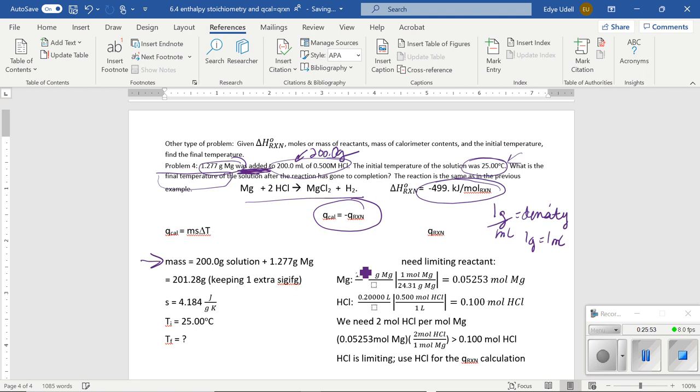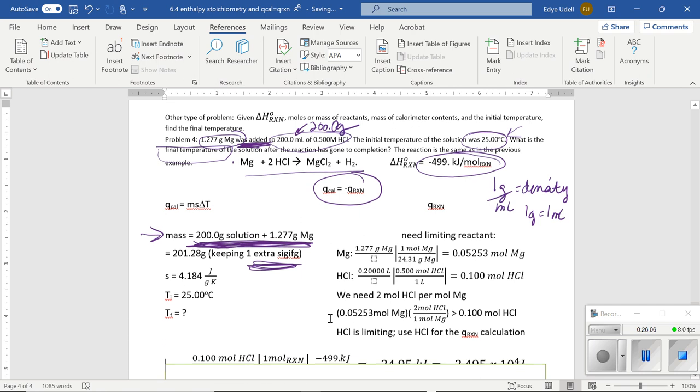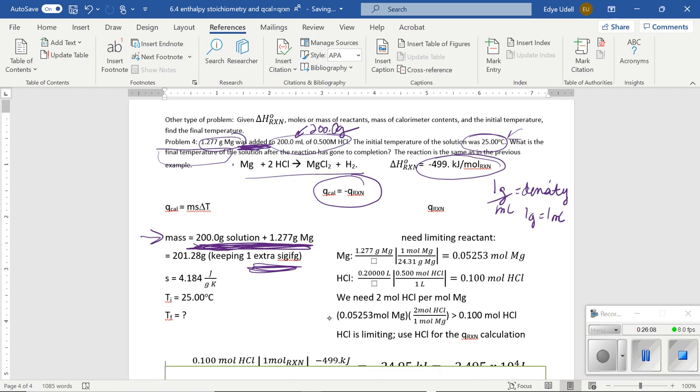So the mass is going to be our 200 grams plus the mass of the magnesium, because the magnesium was added to the solution. We're going to keep an extra sig fig for now. At the end, we'll have to round. Okay, we have our heat capacity. And the heat capacity, we're assuming this for all these calorimeter problems with a solution. There's our heat capacity. We were given the initial temperature. There we go. We are asked for the final temperature.